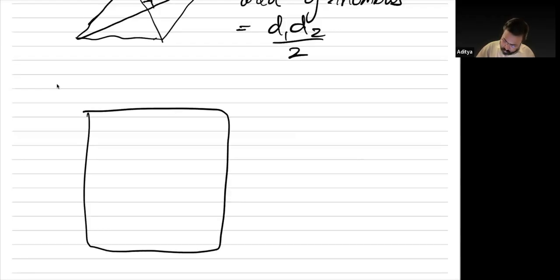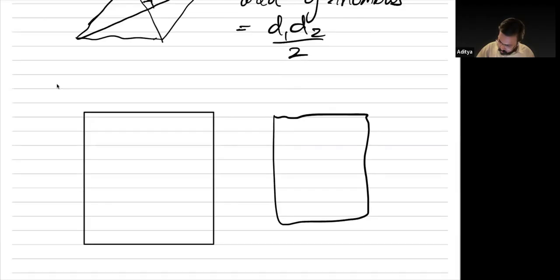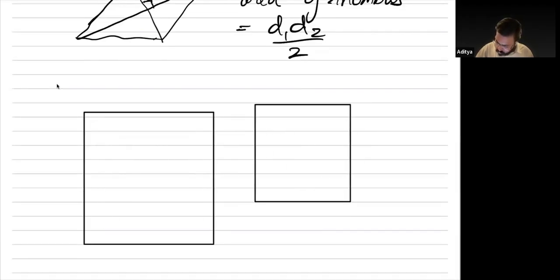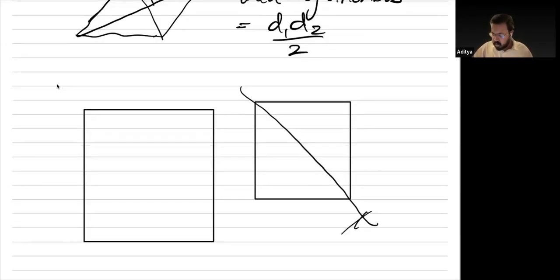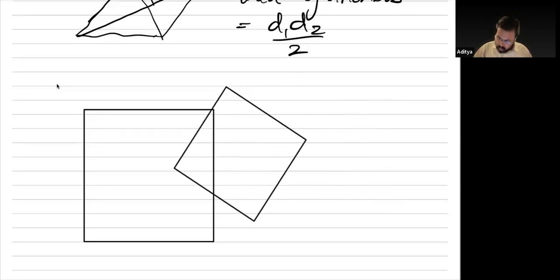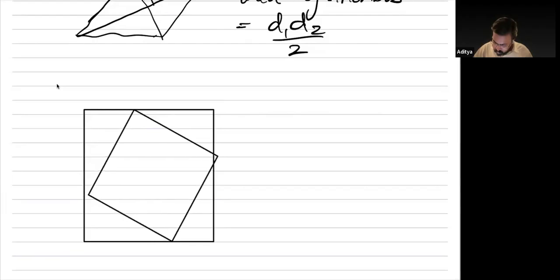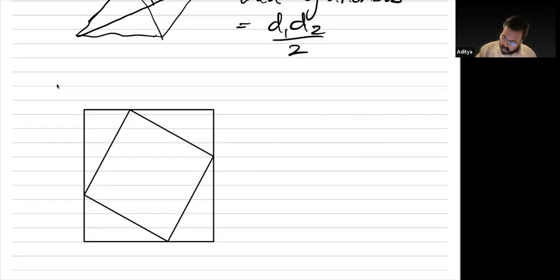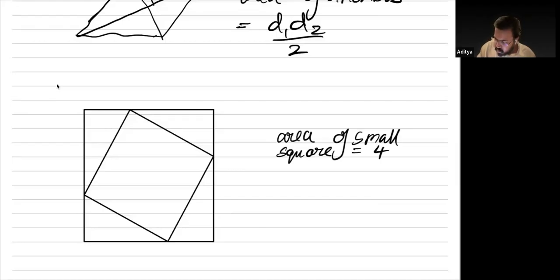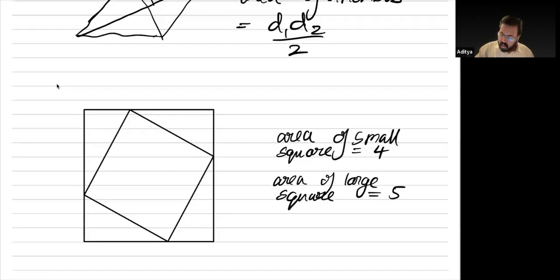There are two squares. Just a second. Okay, I hope the figure is understandable. Area of small square equal to 4. Area of large square equal to 5. All right. Find the product of A and B. Find AB.